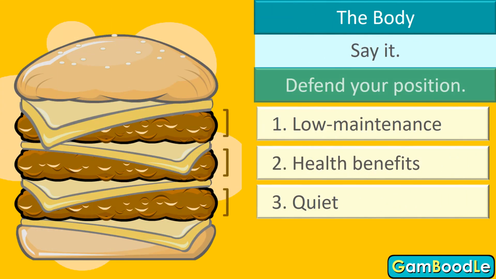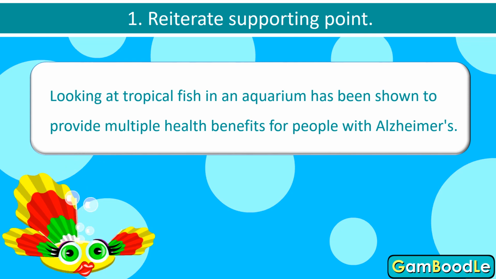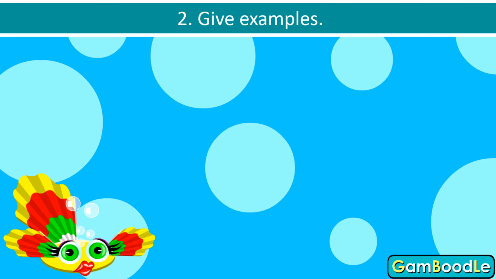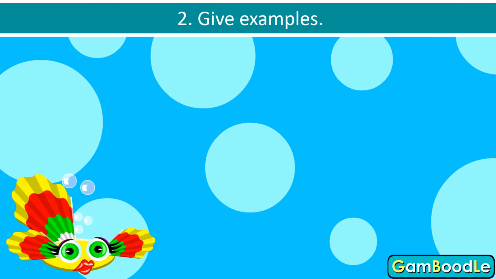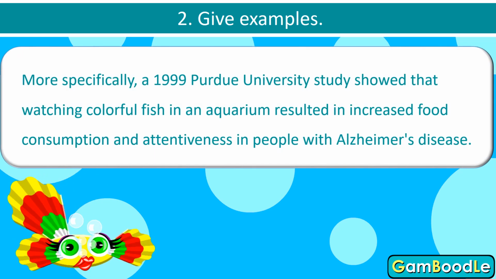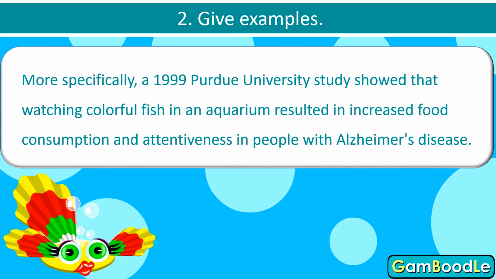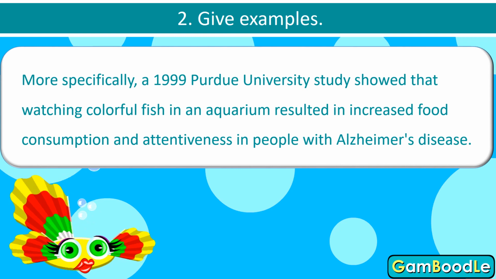Let us now look at our second supporting point, health benefits. Looking at tropical fish in an aquarium has been shown to provide multiple health benefits for people with Alzheimer's. We continue with a relevant example to reinforce our point. For example, more specifically, a 1999 Purdue University study showed that watching colorful fish in an aquarium resulted in increased food consumption and attentiveness in people with Alzheimer's disease.